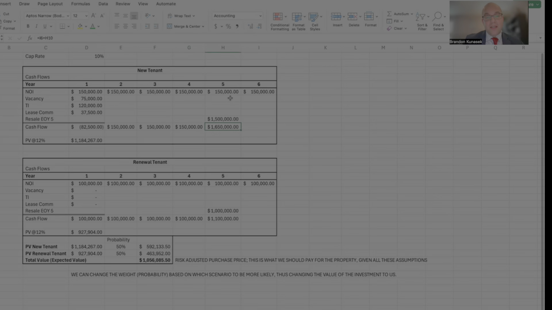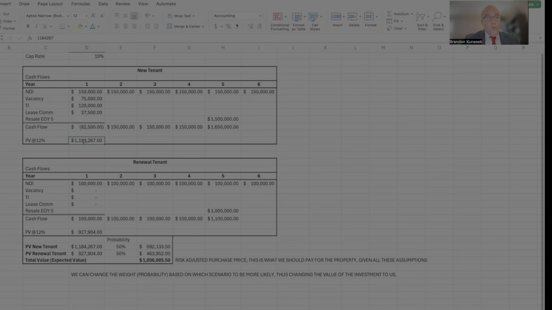Now, you'll see here in year 5, I have calculated the sales proceeds, or the sales price, for the building. You're going to sell it in year 5. That's going to be at a 10% cap rate, with year 6 net operating income divided by that 10% cap rate. 150,000 divided by 10% is going to give you a value for that property. It's estimated that that property is going to be worth $1.5 million. So in year 6 cash flow, I've put in $150,000 in net operating income plus the $1.5 million sales price of the property, again, based on the cap rate and the year 6 net operating income.